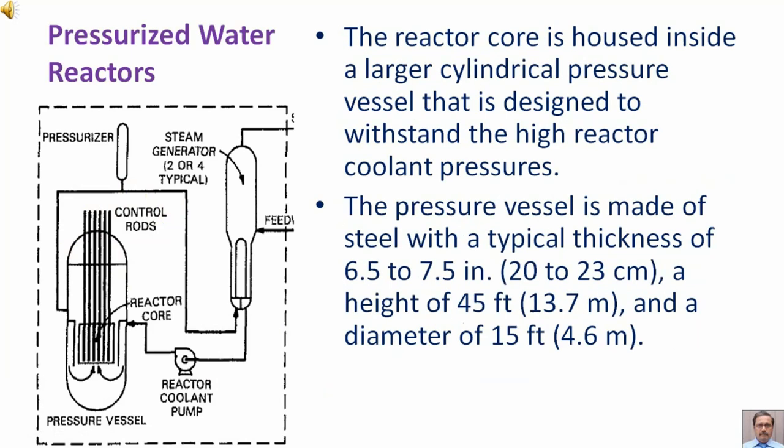The reactor core is housed inside a large cylindrical pressure vessel that is designed to withstand the high reactor coolant pressures. The pressure vessel is made of steel with a typical thickness of 6.5 to 7.5 inches, a height of 45 feet and a diameter of 15 feet.